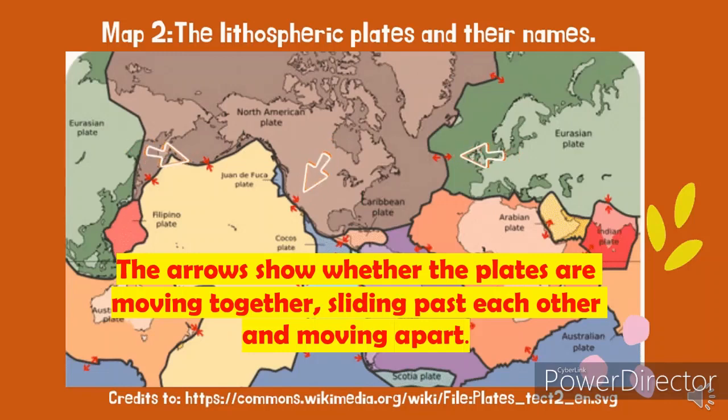Take for example some part of the North American plate and the Juan de Fuca plate. The red arrows indicate that these plates are moving towards each other. On the other hand, for some parts of the North American plate with the Cocos plate, the red arrows indicate that these plate boundaries are sliding past each other. And lastly, part of the Caribbean plate and the Eurasian plate. The arrows indicate that these plates are moving away from each other.